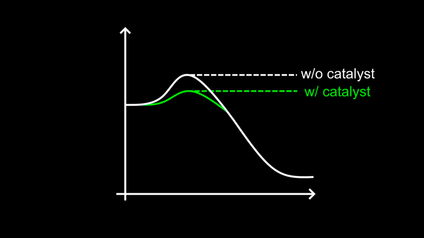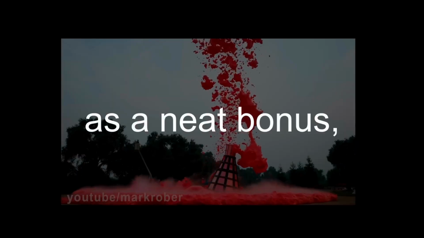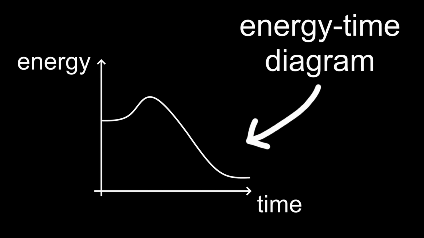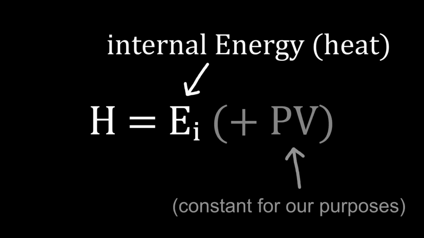Catalysts reduce the activation energy needed for a reaction, which makes it happen easier and faster. And as a neat bonus, they don't even get used up during the reaction, so you can just reuse them. Because chemical reactions are changes in energy, it's quite useful to keep track of it. Enthalpy is, simply put, the internal energy or heat content of a system.